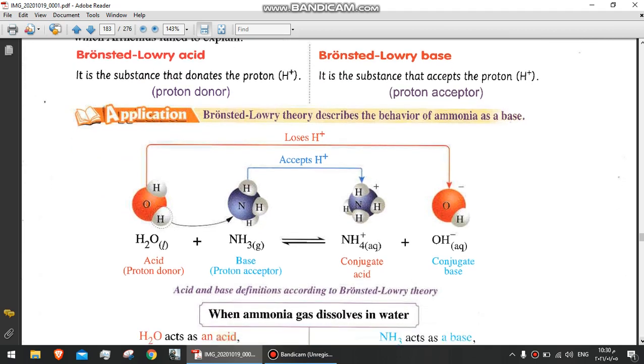Water is called an acid because it donates a positive hydrogen ion, while ammonia is called a base because it accepts a proton, or accepts a positive hydrogen ion. Water changes to negative hydroxide ion, while ammonia changes to ammonium ion. Water, which is the acid, changes to a conjugate base, while the base changes to a conjugate acid. Okay?